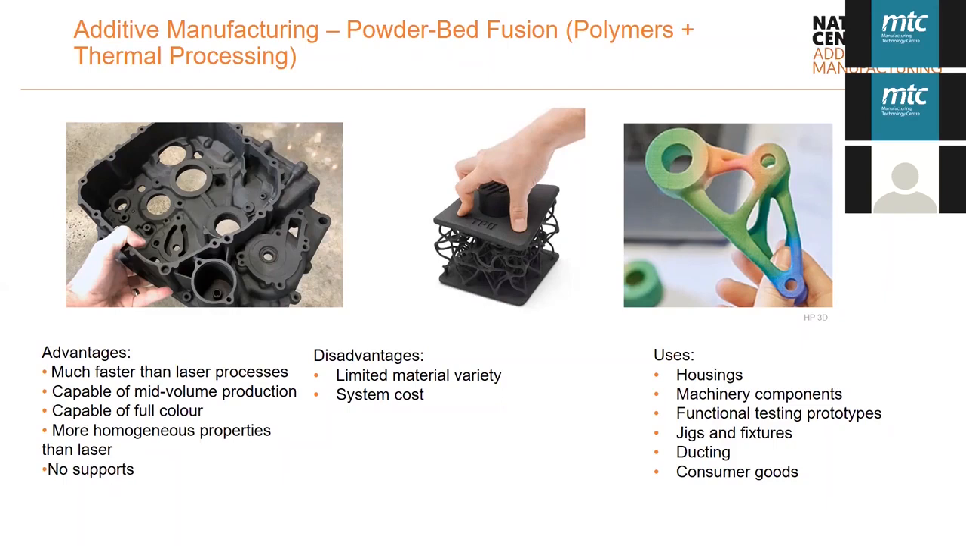There's also the full range of color capability, and no support structure required, which essentially helps downstream when you are processing these components. Some disadvantages are potentially limited material variety using this process compared to other polymer processes, and some of these systems could be quite expensive, so there is that initial capital cost. Use cases are housings, machinery components, functional testing prototypes, jigs, fixtures, ducting, and other consumer goods, especially if you can manufacture a number of them in a cost-effective manner.